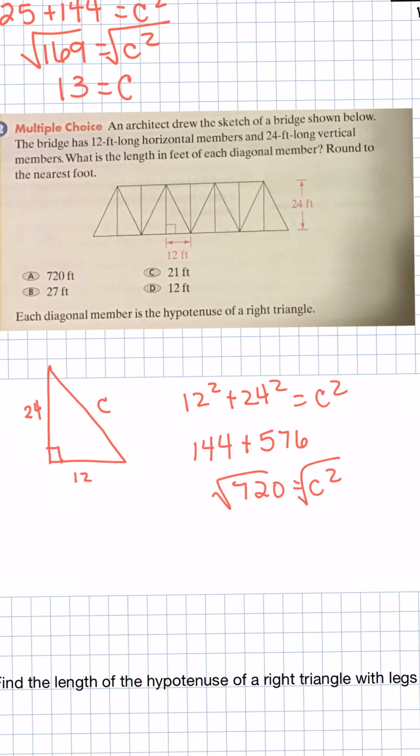So using a calculator, you can use the square root button. Otherwise, trying to just guess, I put in 26 and that was too low. 27 was too high. And so it was a little bit closer to 27 than it was to 26, and this said to round. So therefore, C equals about 27 feet.